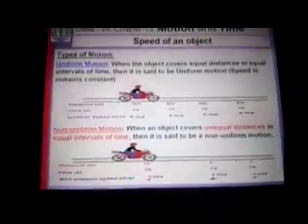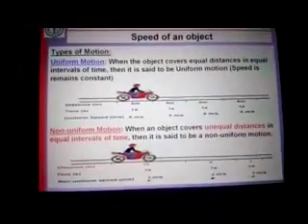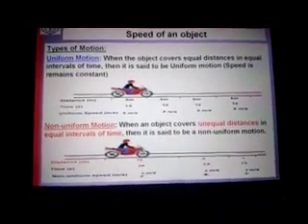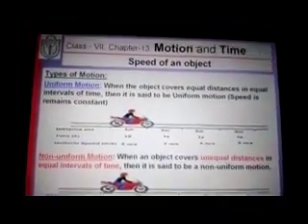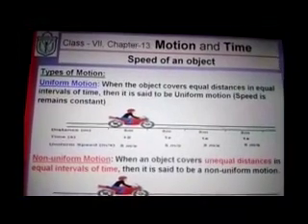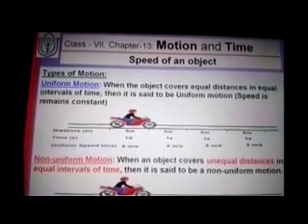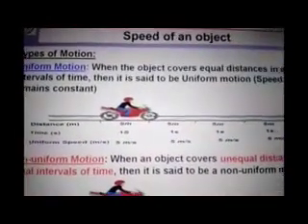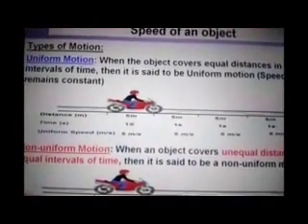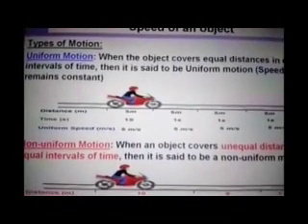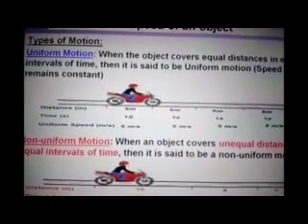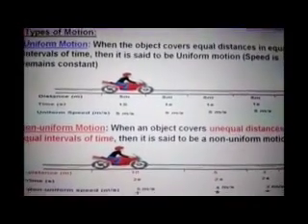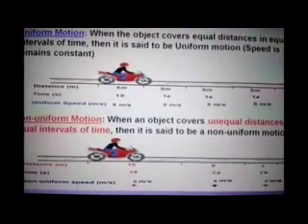Now here we discuss two more motions: uniform motion and non-uniform motion. Let us see uniform motion. A person travels on a straight road on a bike. Let us observe that for every 1 second, it travels 5 meters. That means it covers equal distances in equal intervals of time.